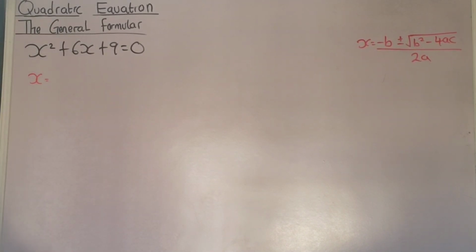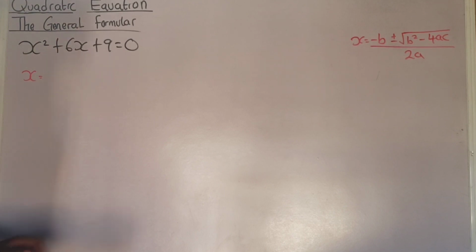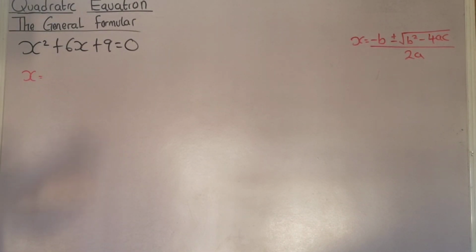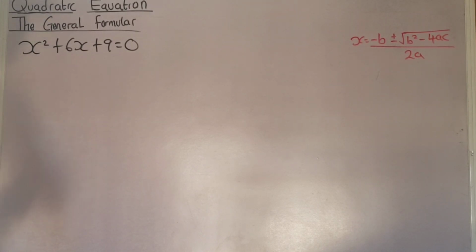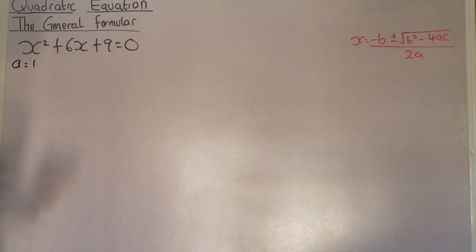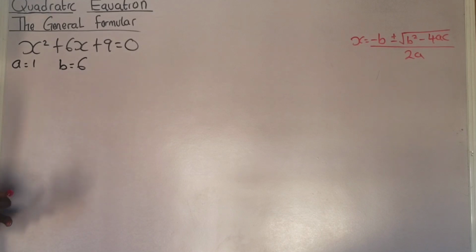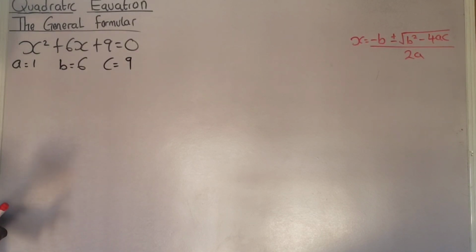The first step is to identify the parameters in your formula. The parameters in this formula are a, b, and c. a is the coefficient of x squared, and the coefficient of x squared in this quadratic equation is 1. So a equals 1. b is the coefficient of x, so b in this quadratic equation is 6. And c is the constant term. c in this quadratic equation is 9.